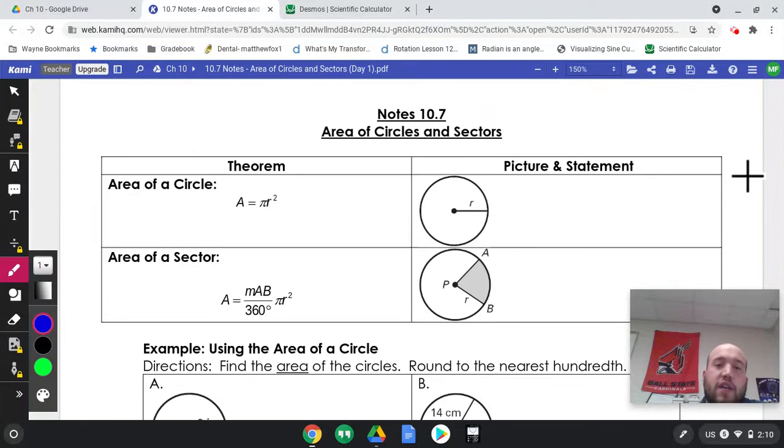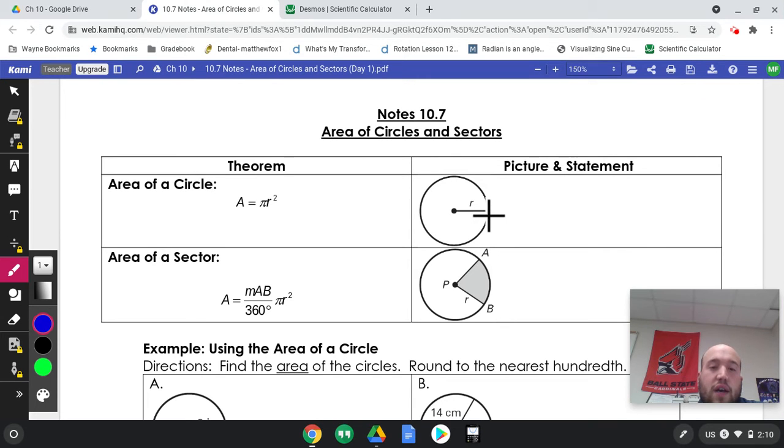Today we are going to talk about the area of a circle and a sector within that circle. Yesterday we talked about circumference, and the circumference is part of the process to find the area. We know the distance around the edge of the circle is our circumference. That can be 2 pi r.